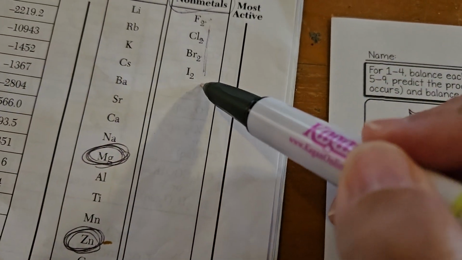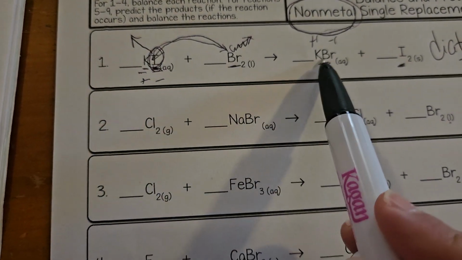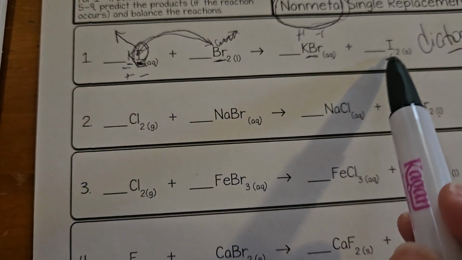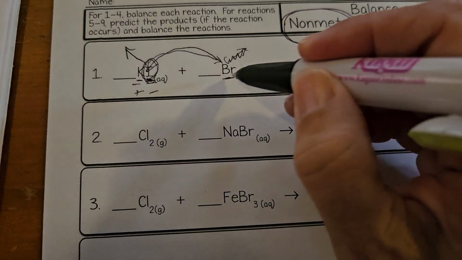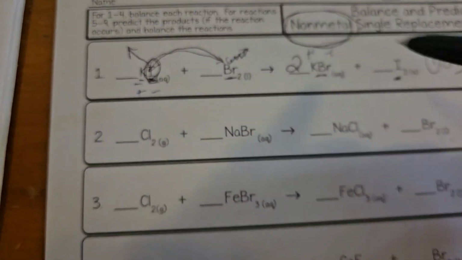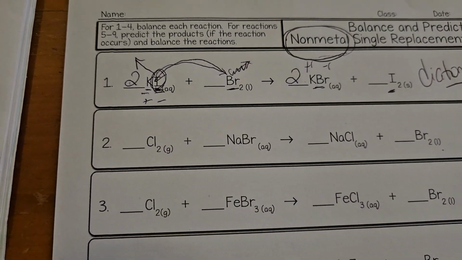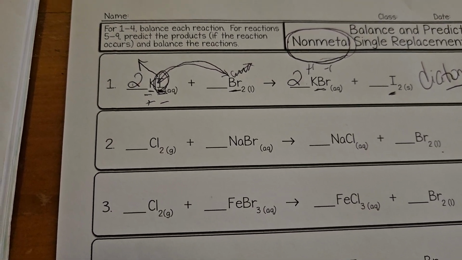Br is above I, so it can take place. So now the K is going to be with the Br, +1, -1, and the I is going to be all by itself, but it's diatomic. So then to balance, we need a 2 here for the Brs. And then we need the I's, so we need a 2 here, and then the 2 K's and the 2 K's. Okay. Then, so that's the first 4.